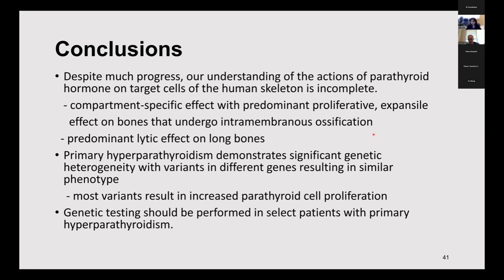And again, I cannot emphasize enough that genetic testing should be performed in select patients with primary hyperparathyroidism. In general, the studies in primary hyperparathyroidism to support genetic testing are less robust in terms of how you can impact their overall mortality. However, as I've indicated, diagnosing MEN1 and diagnosing FHH does impact their management.